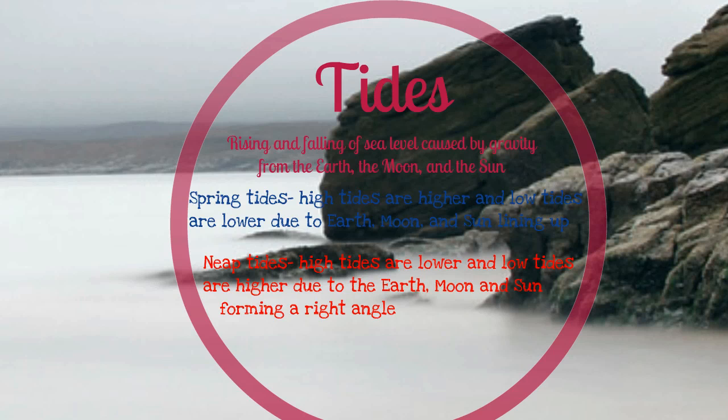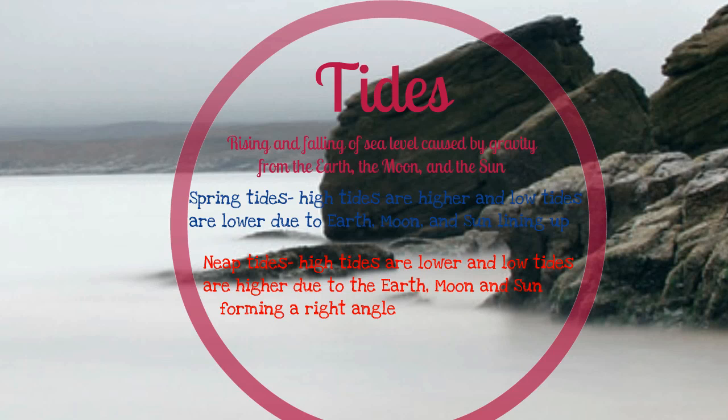Now neap tides are a little bit different. Neap tides make it more average. The high tides are lower, so they come back more towards normal or average, and the low tides are higher, so they also get more towards average. And that's because the Earth, Moon, and Sun form a right angle.